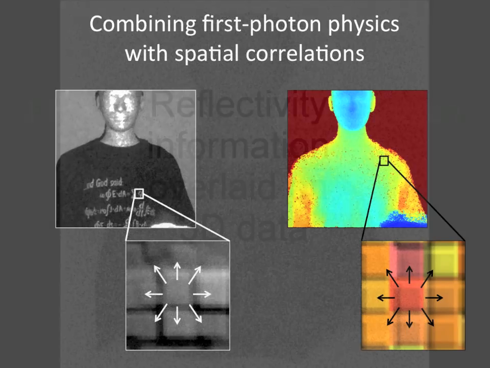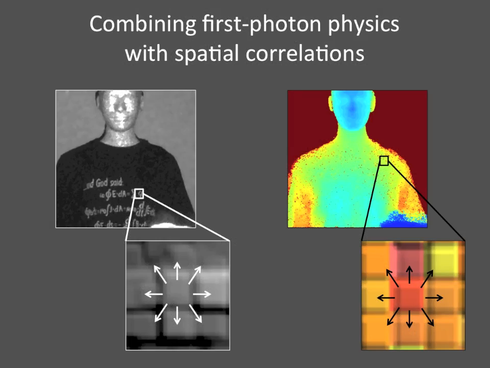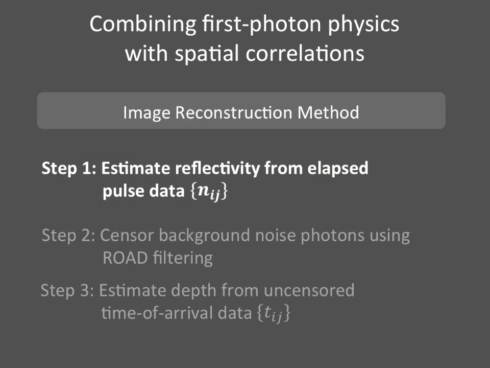Shown here is a point cloud of the 3D estimates overlaid with the reflectivity estimates. First-photon imaging combines the physics of single photon detection with spatial correlations present in real-world objects. These correlations exist because neighboring pixels possess similar structure and reflectivity properties, except at edges and boundaries. In our work, a wavelet-based model is used to capture these spatial correlations. The first-photon computational imager involves 3 steps.